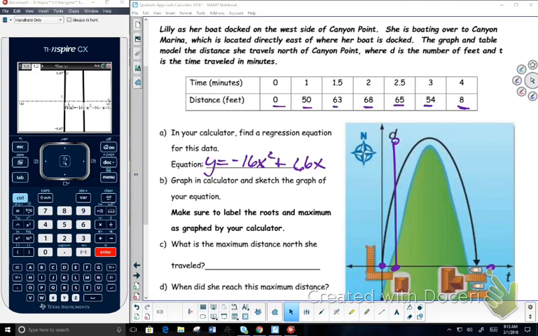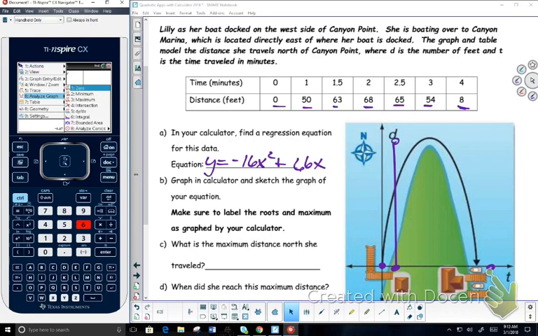So that would be our graph, and you'll notice it matches what they have. So let's see, make sure to label the roots and the maximum as graphed in your calculator. So let's do that first. If we want to find the roots, we're going to do menu, analyze graph, and we're looking for zeros.